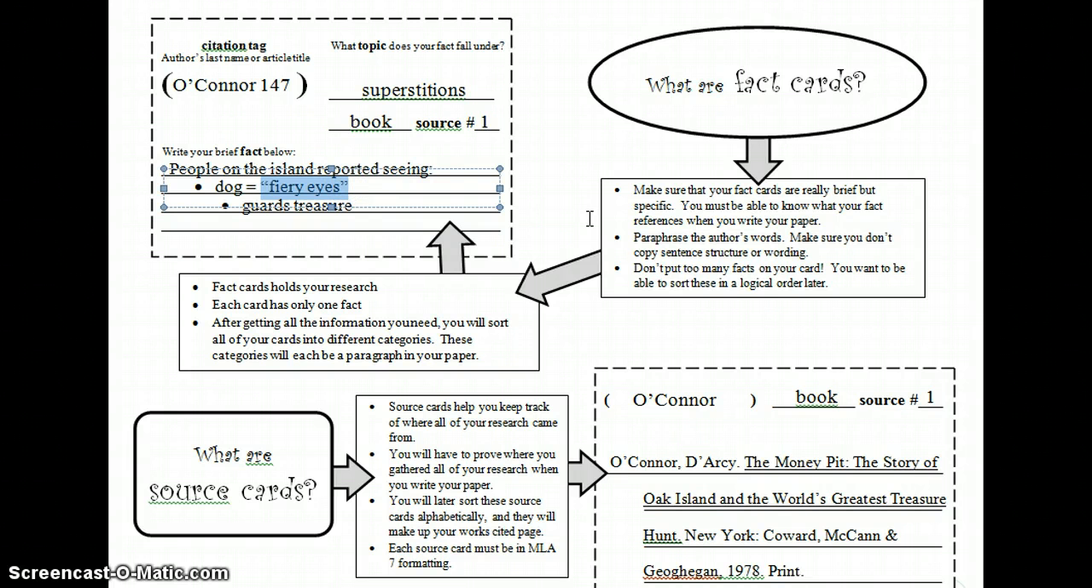Now, whenever you use quotation marks, this signifies that you use part of the author's words. So you really want to be careful that if you're actually using the exact wording, you have to put it in quotes, or you need to paraphrase or summarize the information. Okay.